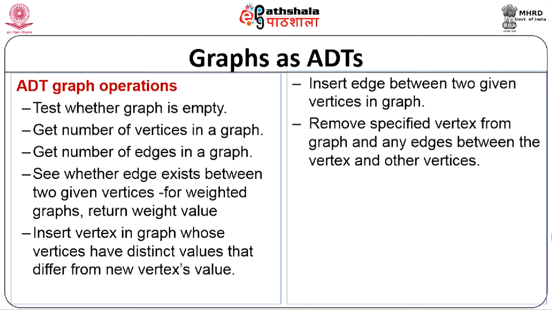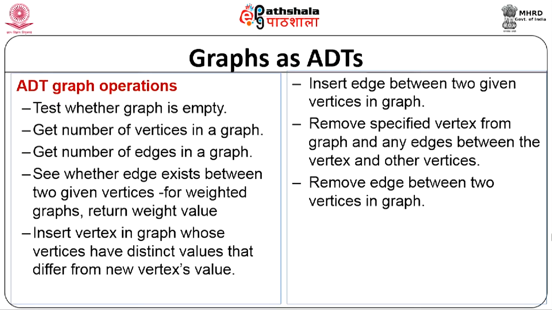Then if you want to remove a specified vertex, this is special because when you remove a vertex from a graph, you also have to remove any edges between that vertex and other vertices. So, removal is not just removing a vertex, you have to also remove all the associated edges of that particular vertex. And then you can just remove an edge between any two vertices in a graph, that is allowed.